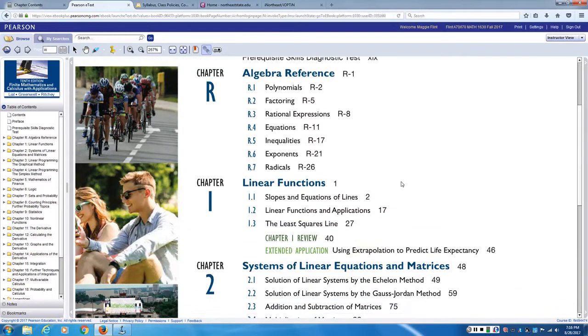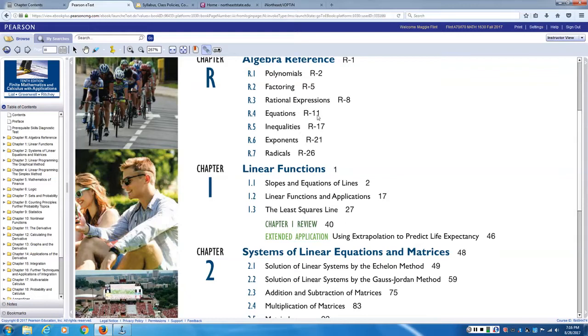I'm actually going to look at R4, the review section 4 tonight about equations. And because it wasn't included in the review section, I'm actually going to do some plotting points with you as a review tonight.